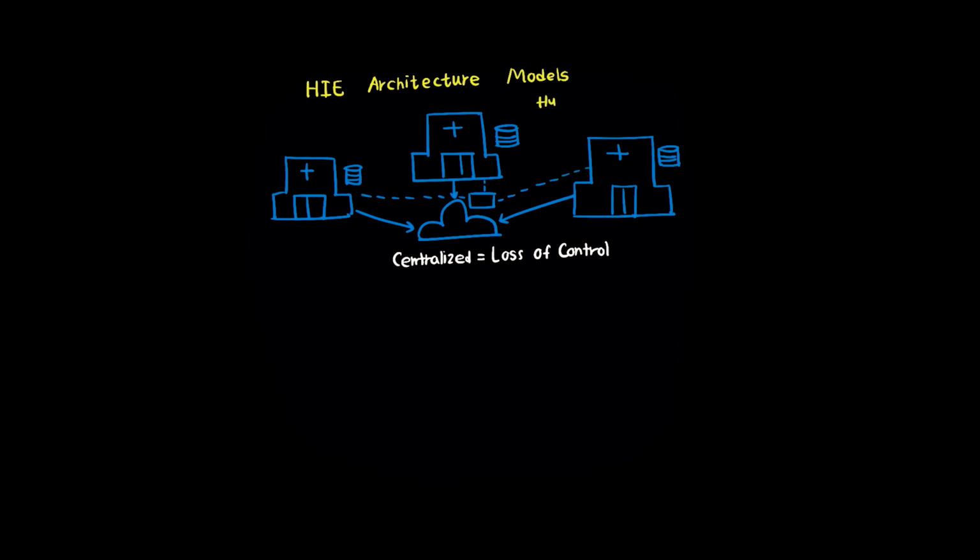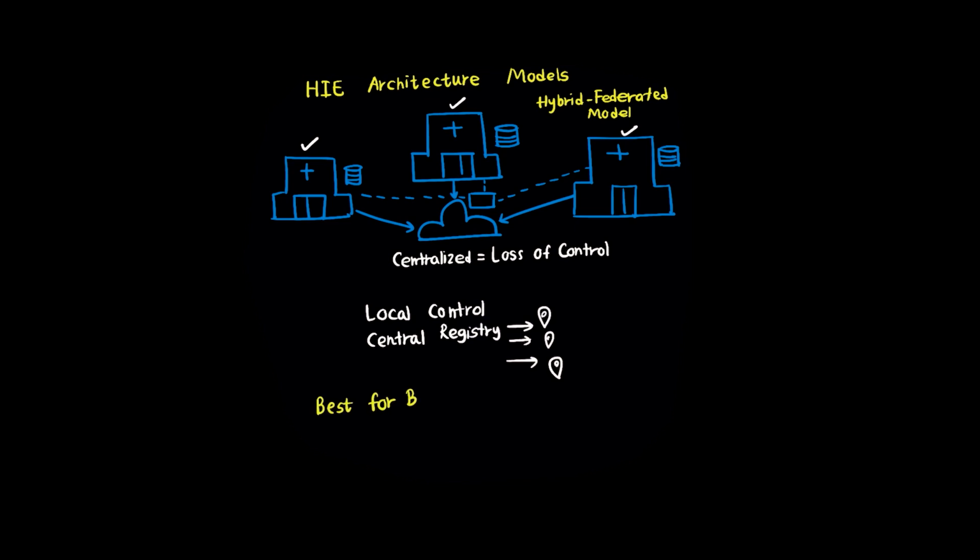Think of it like a library catalog system. Each library keeps its own books, but there's a central catalog showing where everything is. Organizations maintain control of their data locally, while a central registry helps locate records quickly across the network. This balances organizational autonomy with network-wide accessibility perfectly.